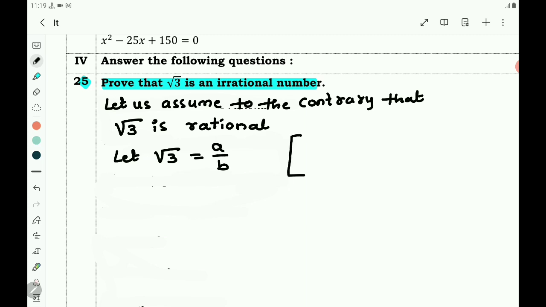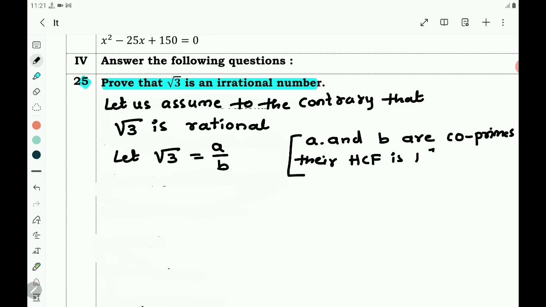What are a and b? A and b are co-prime numbers. Co-primes means their HCF is 1. Now let us transfer b to the LHS. Therefore, b root 3 equals a.